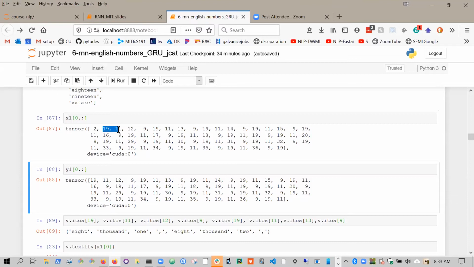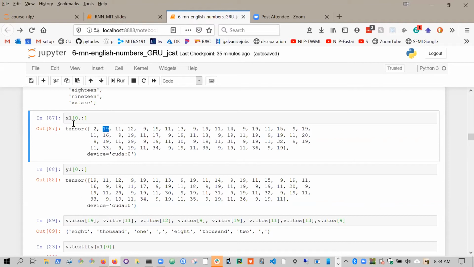So 19 is followed by 11. So 2 is followed by 19. So the next element is 19. That's the first element in Y. The second element in Y should be the element that follows 19, which is 11. And there it is. So basically, the second batch is the first batch shifted over to the left. Every element in the second batch is the next element corresponding to that same element in the first batch. So 19 is followed by 11, 11 is followed by 12, 12 is followed by 9, which is a comma, it turns out, and so on.